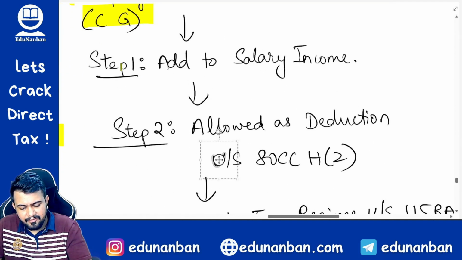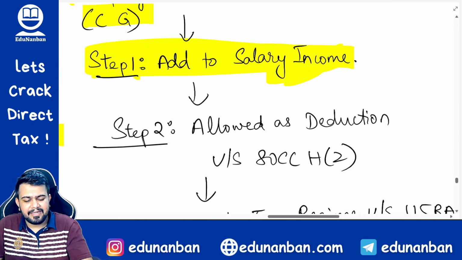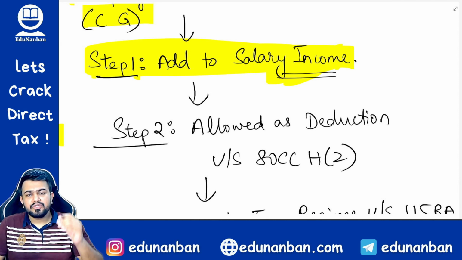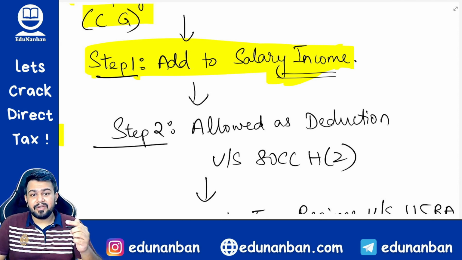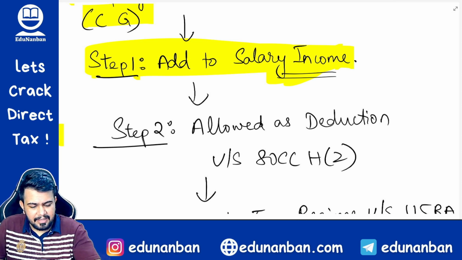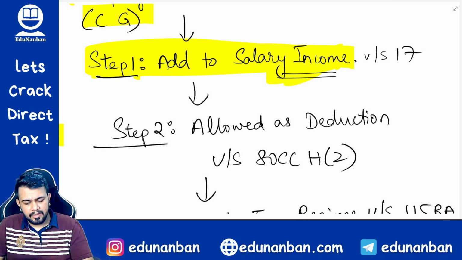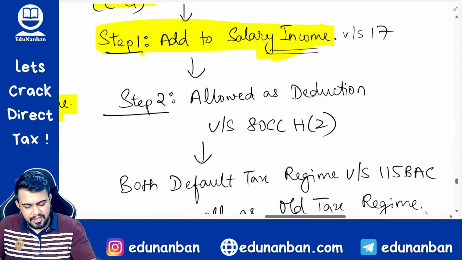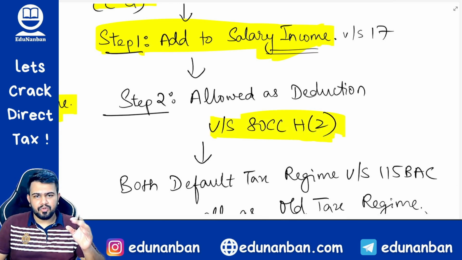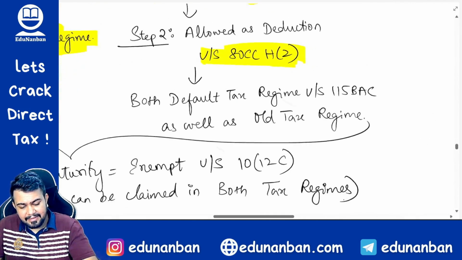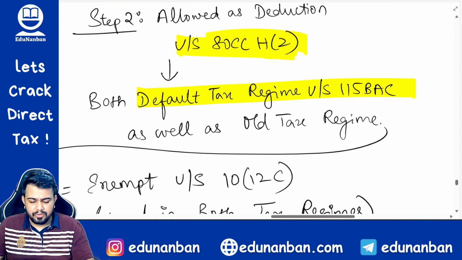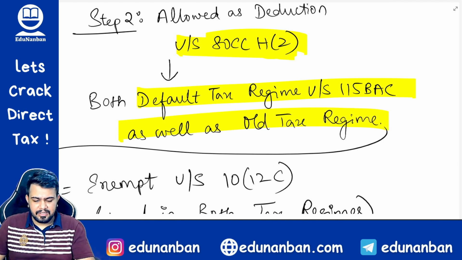Now, let us talk about employer contribution. First and foremost, you have to add it to the salary head of income. This is what I was talking about when I was discussing the salary chapter. So employer contribution to the Agniveer Corpus Fund will also form part of the salary under section 17. You get my point? After adding it to the salary income, the same amount you can claim as deduction under section 80CCH subsection 2. The entire amount you can claim as deduction, there is no limit. And this deduction is allowed even in the new tax regime, so it is allowed in both the old tax regime as well as the new tax regime.